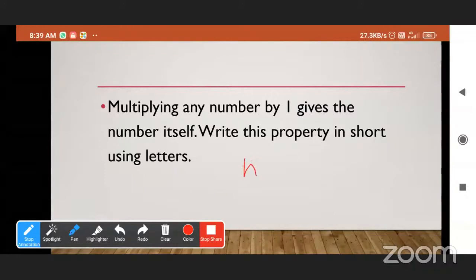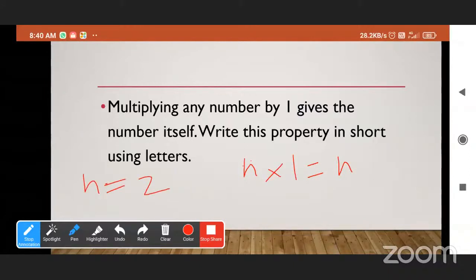We will write n for any number. Now, multiplying any number by 1 gives the number itself. We multiplied n by 1. So, what is the answer? The number itself. Now, in the place of n, we will write n is equal to 2.